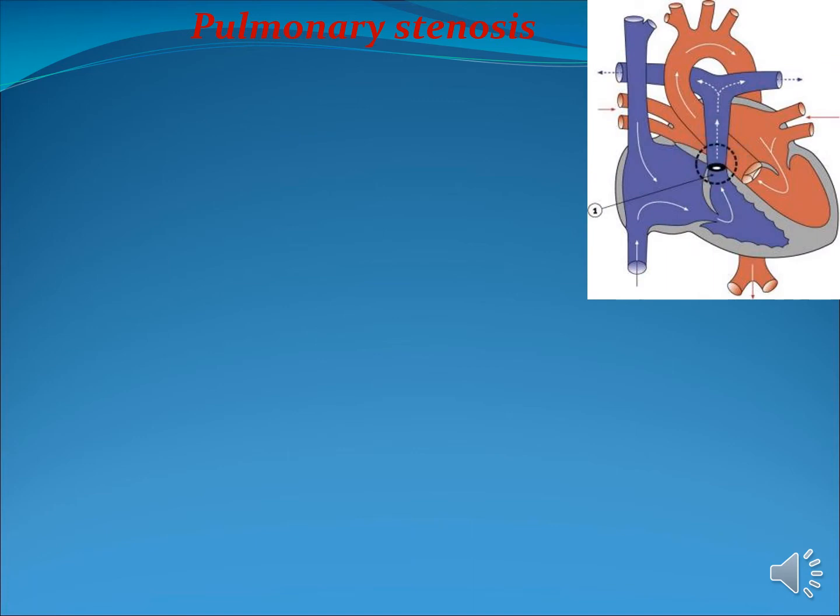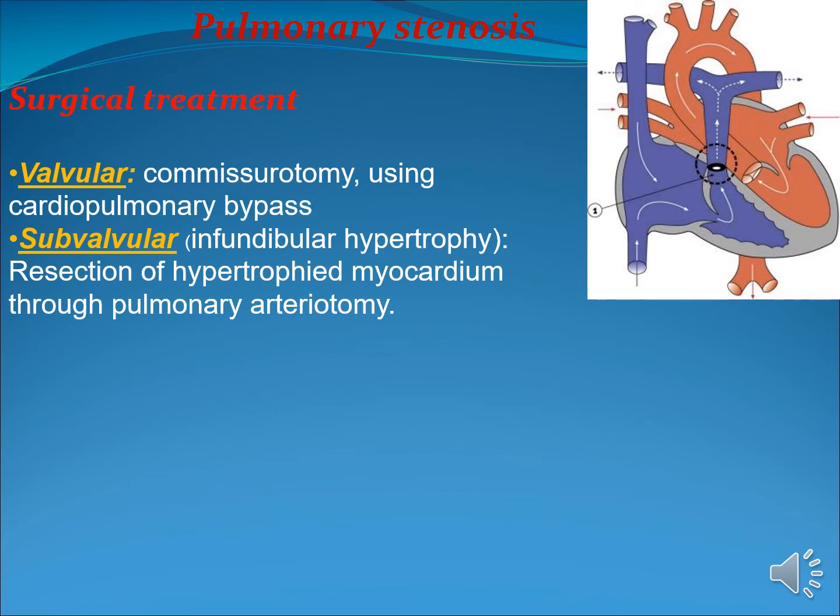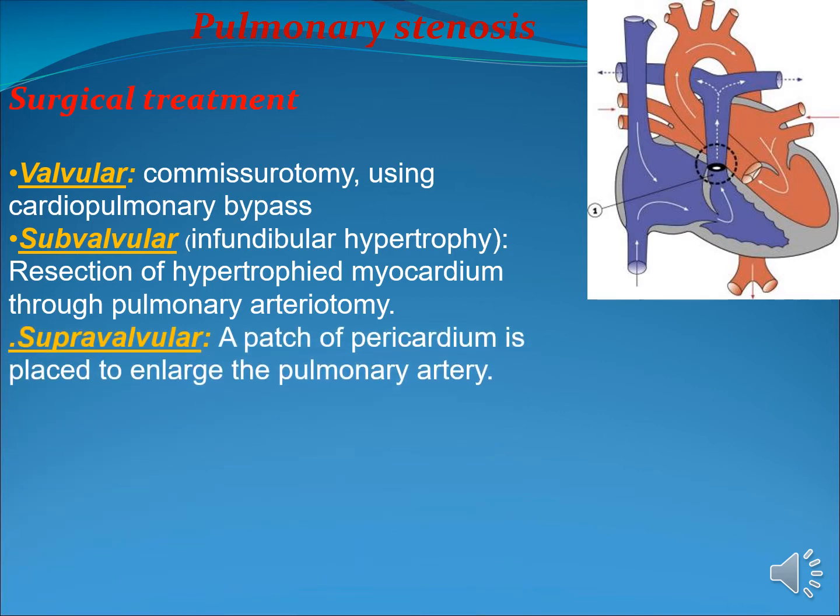Pulmonary stenosis. We have types of pulmonary stenosis, and according to the type, we are going to do a surgical procedure. If pulmonary stenosis is valvular, the surgical procedure is going to be valvotomy using cardiopulmonary bypass. Subvalvular infundibular hypertrophy: resection of hypertrophied myocardium through pulmonary arteriotomy. Supravalvular: a patch of pericardium is placed to enlarge the pulmonary artery.